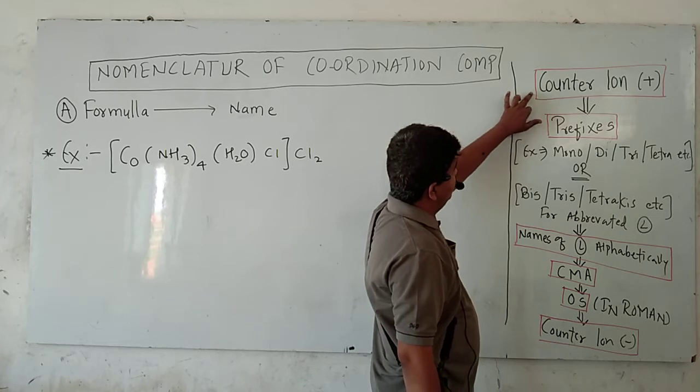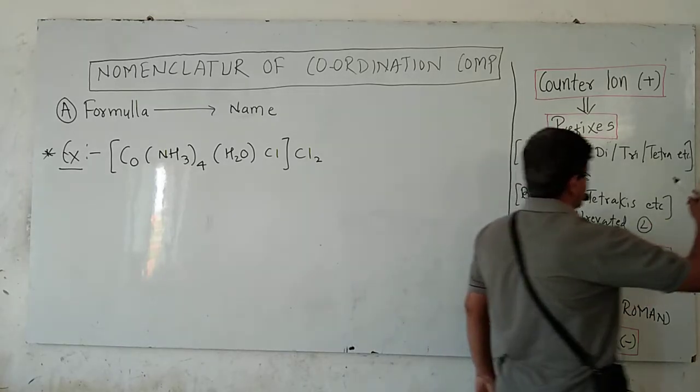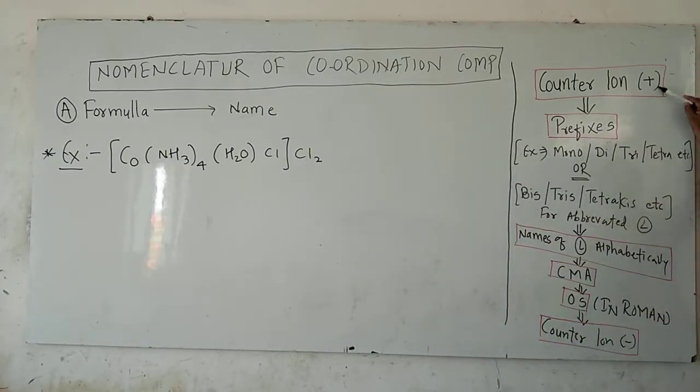First step is, first you have to write the name of the counter ion. If your counter ion is positive, then its name will be mentioned first. After writing the name of the counter ion, you have to write prefixes. Prefixes means mono, di, tri, tetra, etc. If only one ligand is there, we say mono. If two ligands are there, the prefix will be di. For three ligands, the prefix will be tri. For four ligands, the prefix will be tetra, and so on.